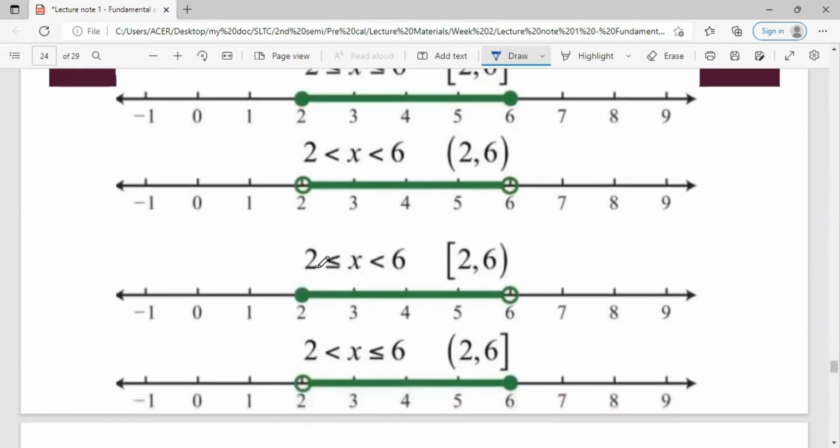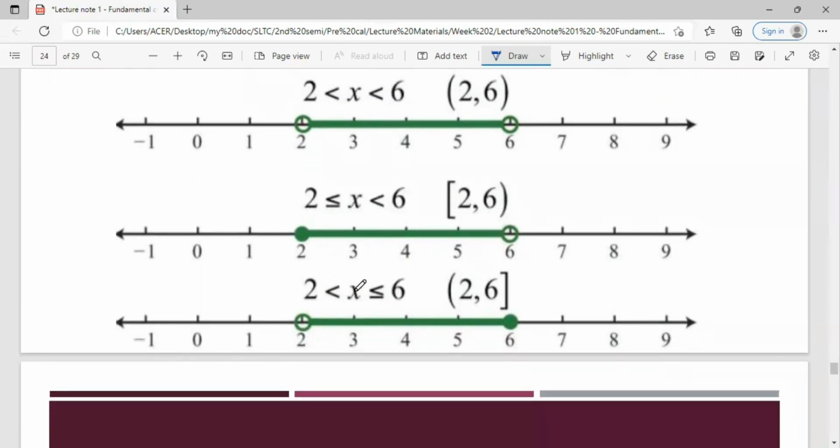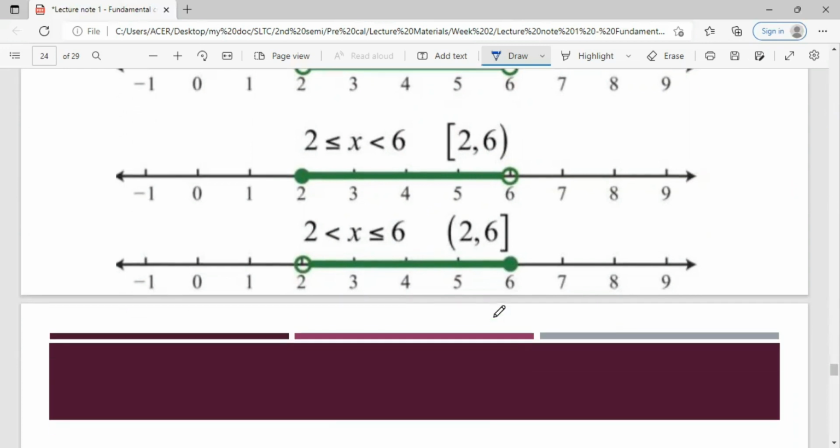And here 2 less than or equal to x less than 6. And here this bracket for 2, and here this one is an open interval, therefore 6. Here 2 less than x less than or equal to 6. So just a circle here, and a colored one there. And in notation, here with this bracket and here a square bracket, right?